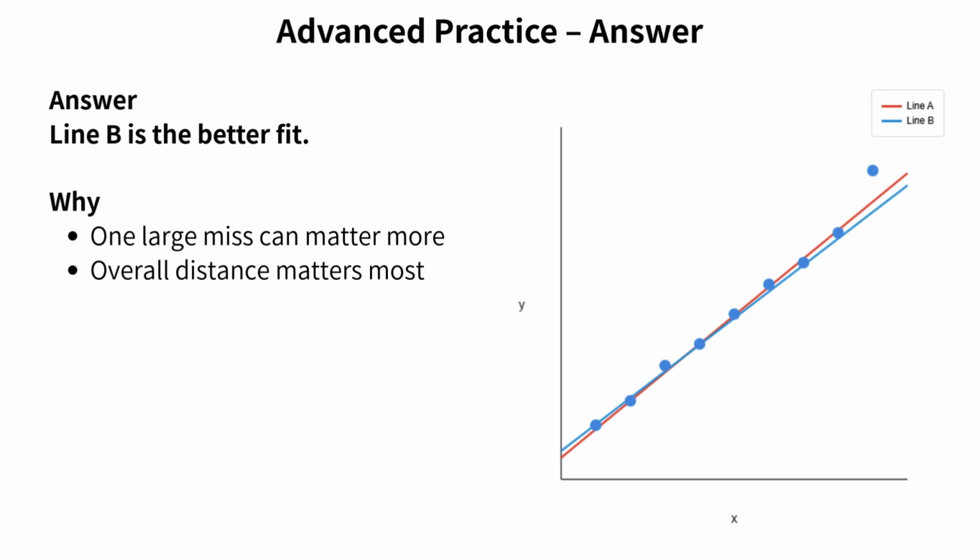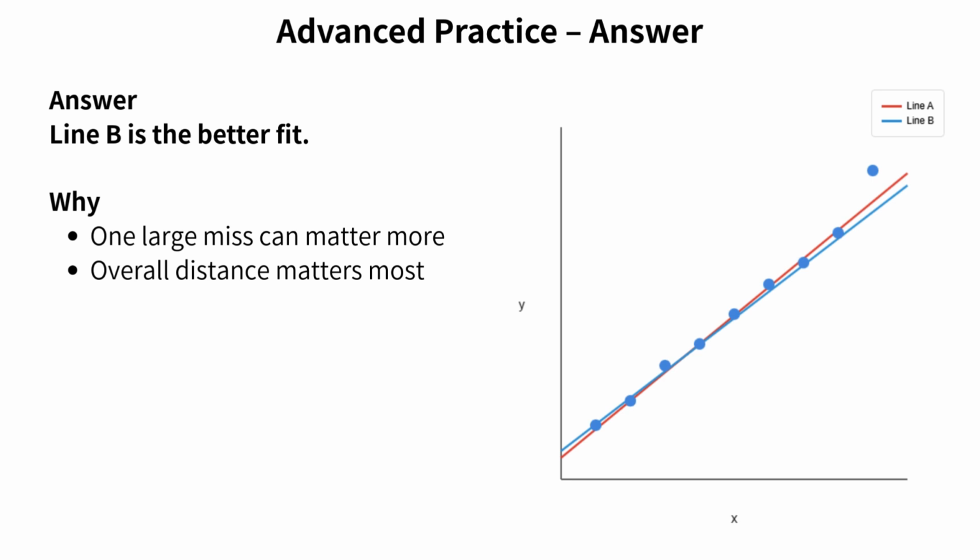In data analysis, one large error can matter more than many small ones, but a line that consistently stays close to most points usually represents the data better overall. Line B keeps the overall distances smaller across the entire graph. It sacrifices being close to one point in order to stay balanced everywhere else. That's why line B is the better fit.